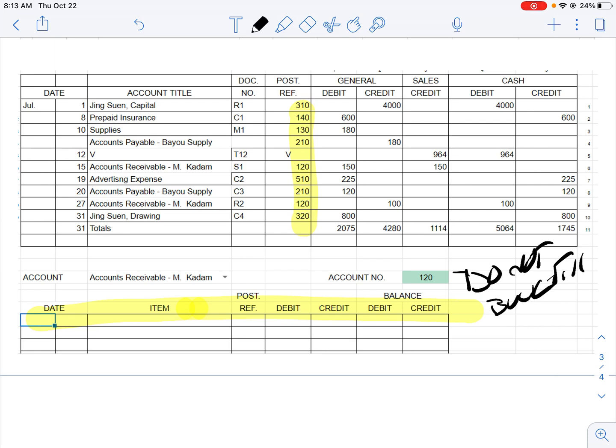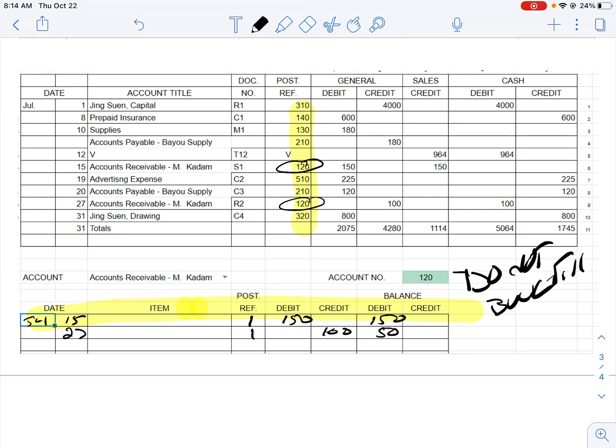Because at the end of the day, here's what's going to happen. If we just specifically look at this one ledger here, we can tell that if we were to do this transaction, again, I'm jumping around. Do not jump around for this example, okay? So July 15th, post reference is 1. I have an account receivable. I have a debit of 150. My balance is 150. It looks like on the 27th, I have a 100 credit, so my balance now is $50.